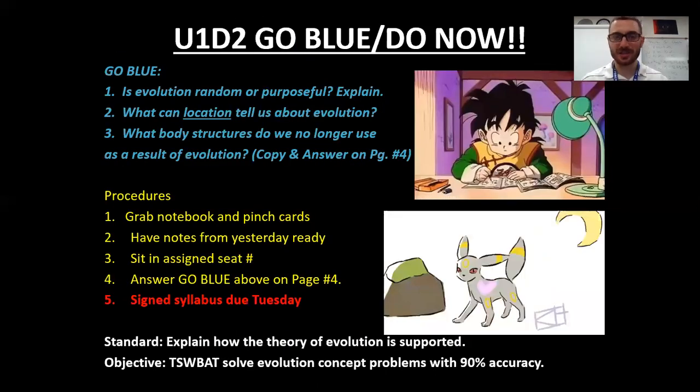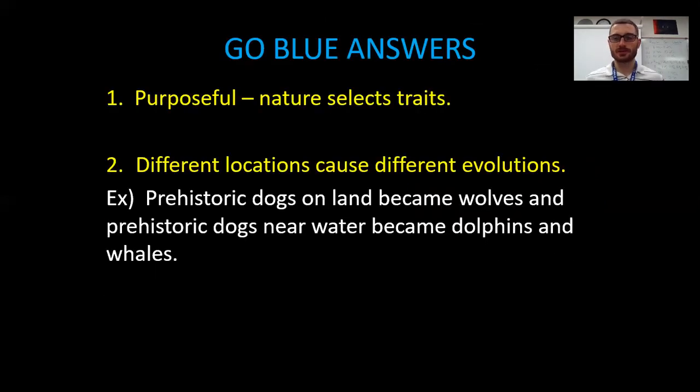What can location tell us about evolution? Well, different locations cause different evolutions. If something's near water, it's going to evolve aquatic traits. If something's over land, it's going to evolve terrestrial traits. Ignore the bell there.